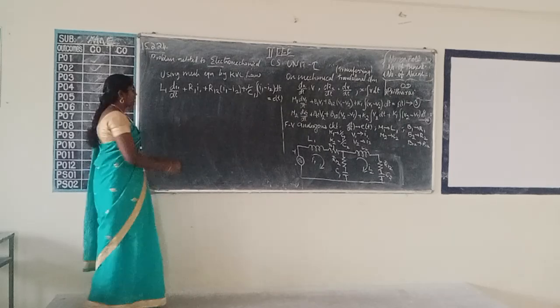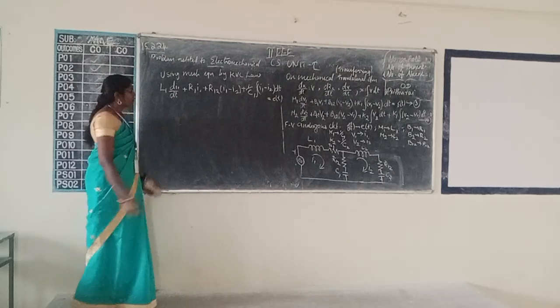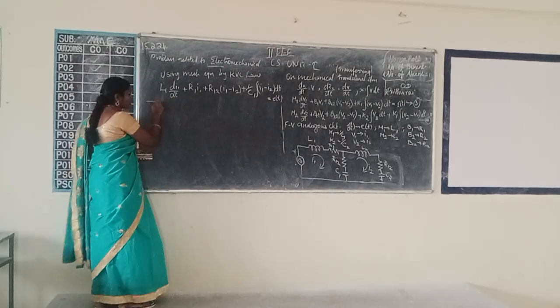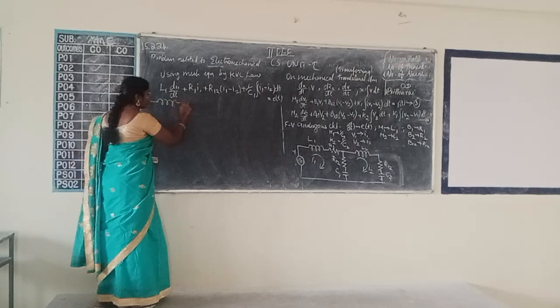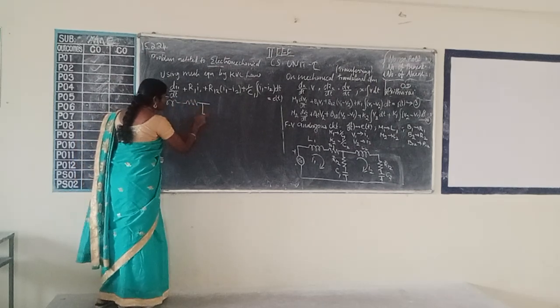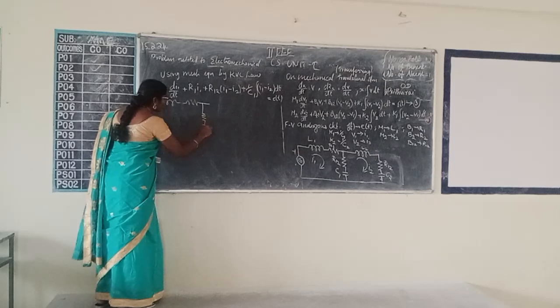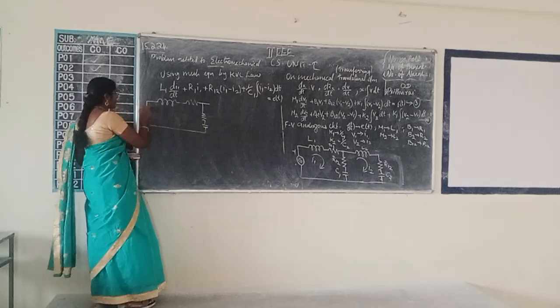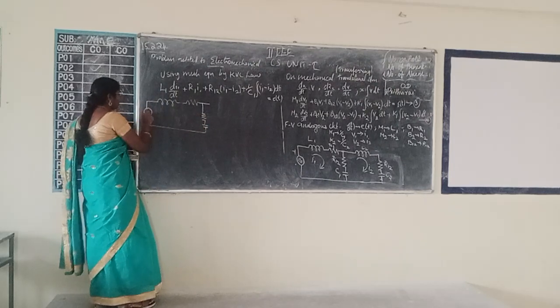Next, the second loop, the current which is flowing through it. For this, you have to draw the circuit diagram. That is for L2, the resistance R2, which is common, the resistance R12, and the capacitance. And here is the input, that is e of t.